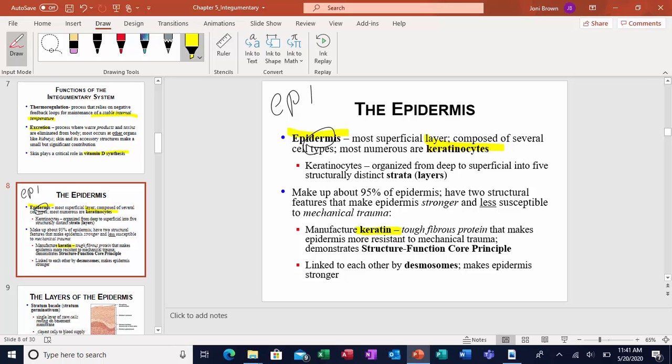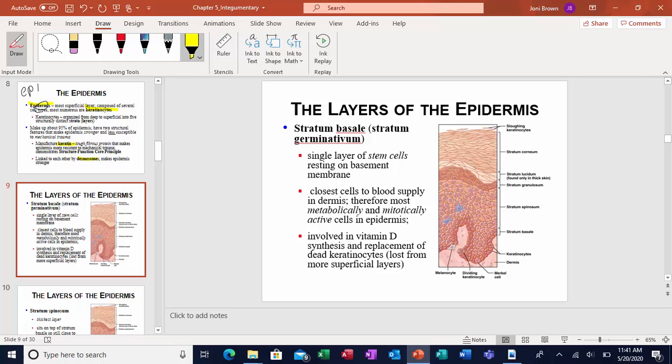It makes the epidermis stronger. And all of the cells are linked together by the desmosomes. So that's going to make the epidermis even stronger. Now, I told you that those keratinocytes are divided into different layers or strata. And so we're going to start at the bottom and work our way to the top of the skin. Okay? So starting at the bottom, we're right here. Here's the basement membrane.